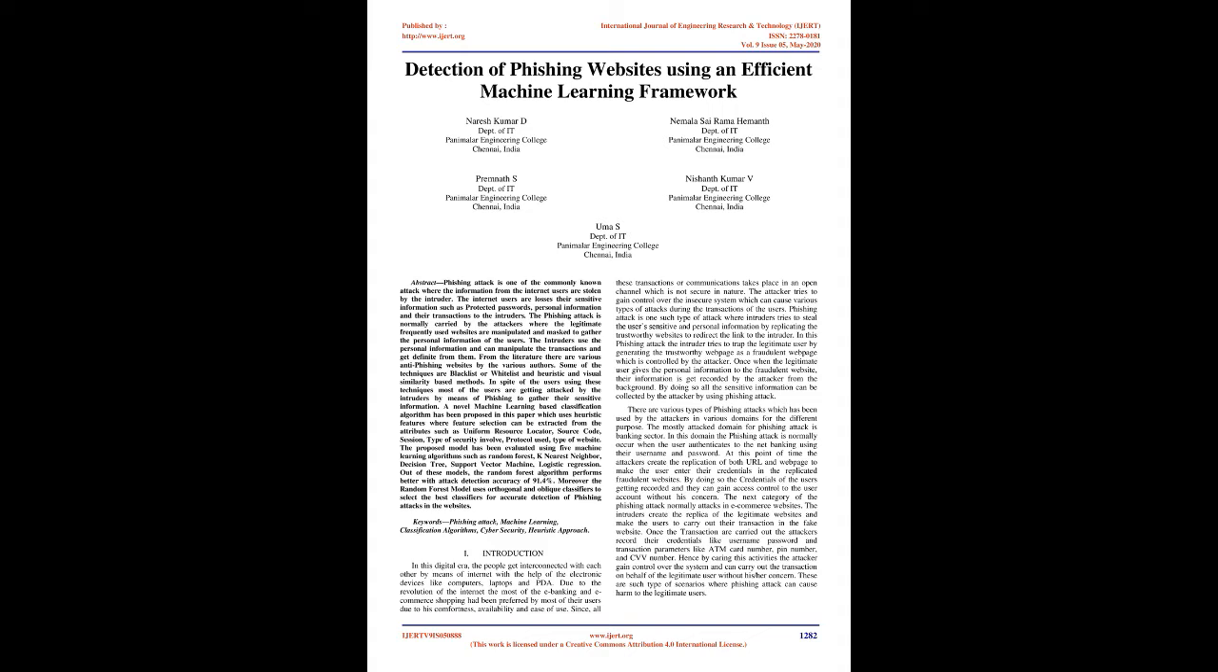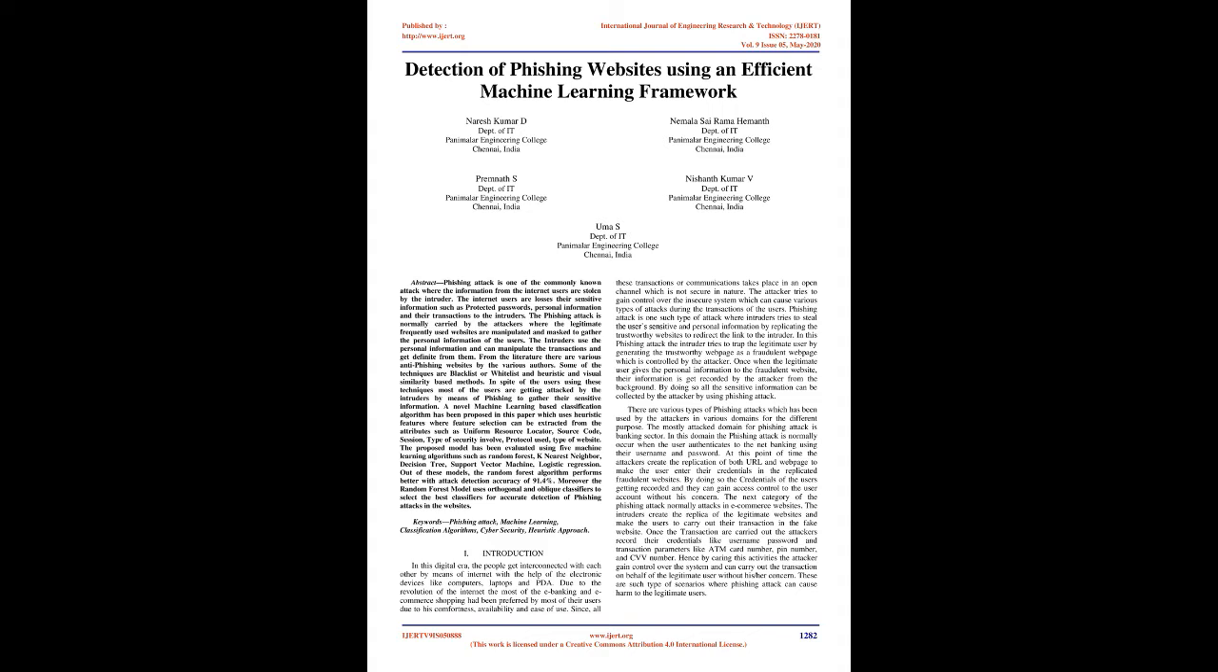A novel machine learning-based classification algorithm has been proposed in this paper which uses heuristic features, where feature selection can be extracted from attributes such as uniform resource locator, source code, session, type of security involved, protocol used, type of website. The proposed model has been evaluated using 5 machine learning algorithms: random forest, k-nearest neighbor, decision tree, support vector machine, logistic regression.